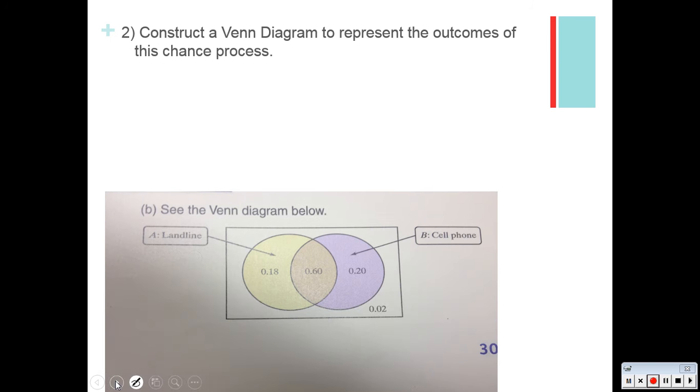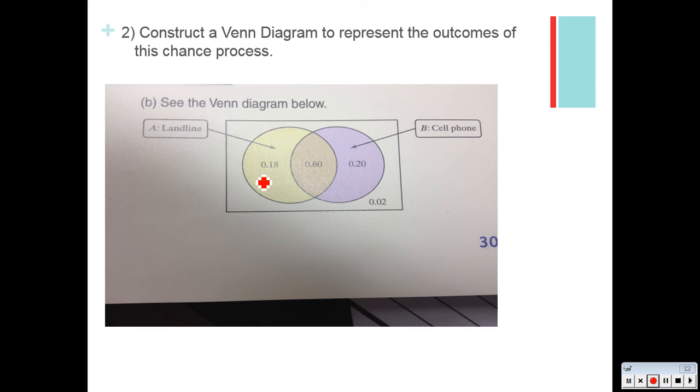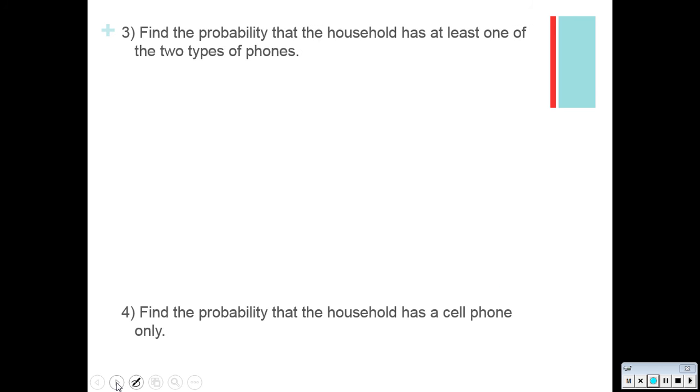So if we're talking about a Venn diagram for something like this, we'd have event A is someone has a landline. So there were 78% of the people that did have a landline phone, 60% of which also had a cell phone. And then you have the group B, which is the cell phone group, and there were 80% of the people that had cell phones, and within that 80%, 60% also had the landline. And then here's the 0.02% that had neither type of telephone.